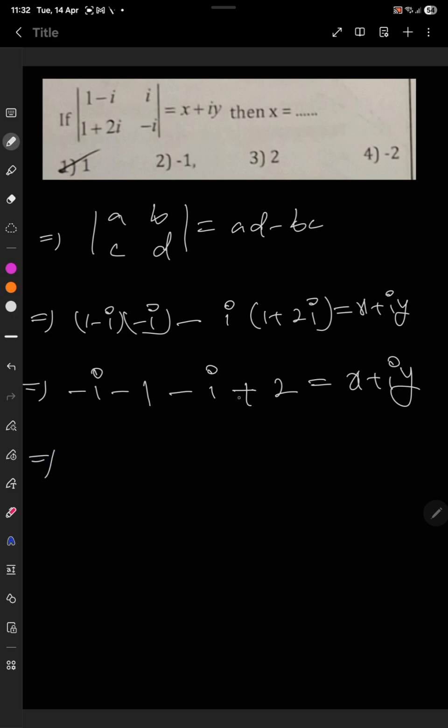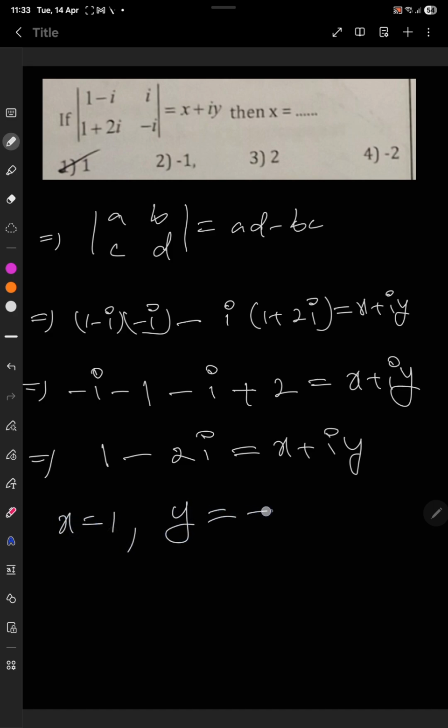So minus 1 plus 2, that is 1, minus i minus 2i, that is equal to x plus iy. By comparing real parts, we get x equal to 1. By comparing imaginary parts, we get y equal to minus 2. Therefore x equal to 1.